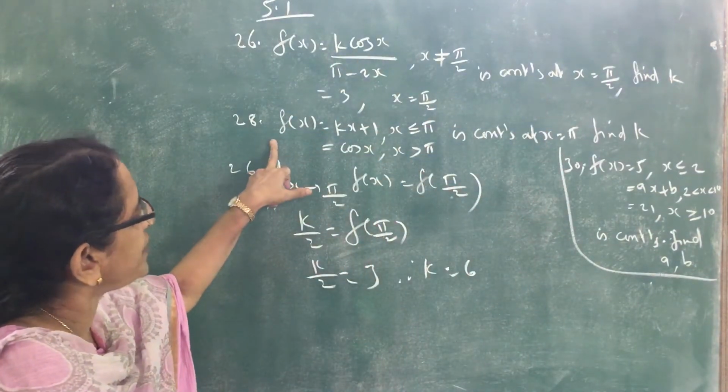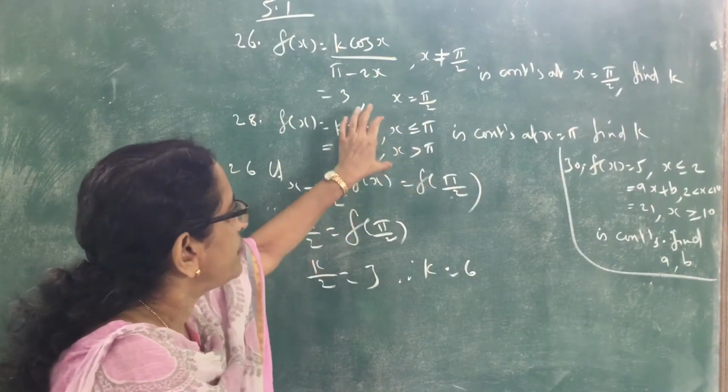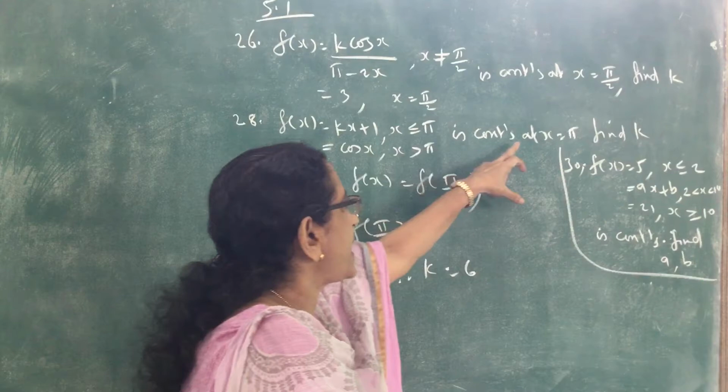Now the second one, the 28th one: f of x equal to kx plus 1, defined like this, is continuous at x equal to pi.